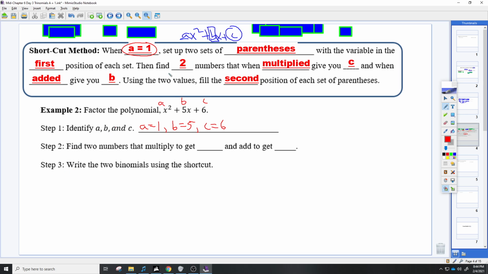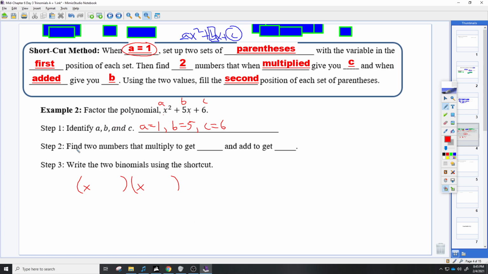All right, so we're going to set up two sets of parentheses. I'm going to write this stuff down here, and then we'll fill in step 2. Set up two sets of parentheses, because we know that's what we're going to get. And then we have to put the variable in the first position of each set. So our variable here is x. We're just going to put an x and an x.